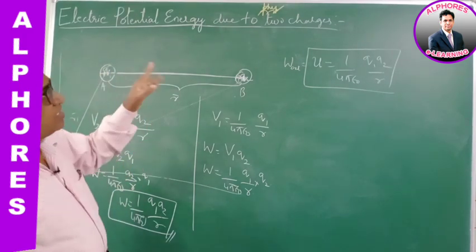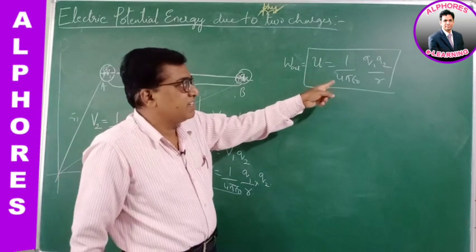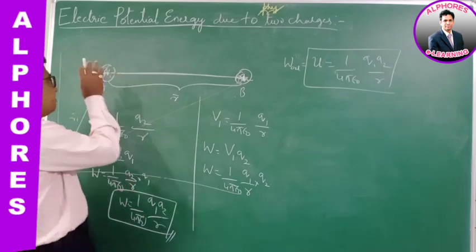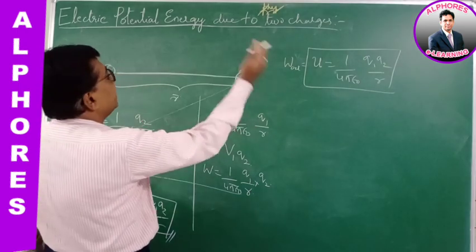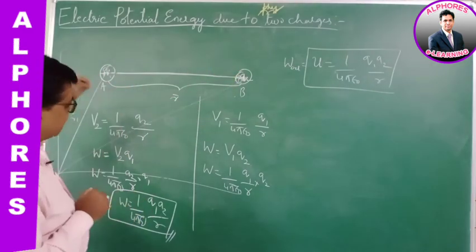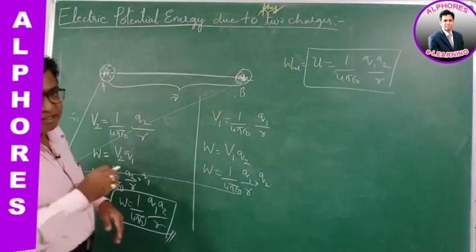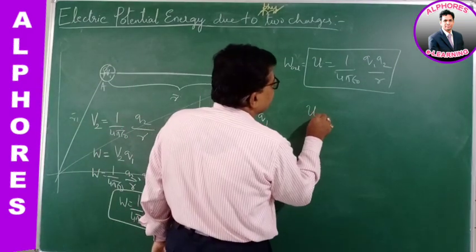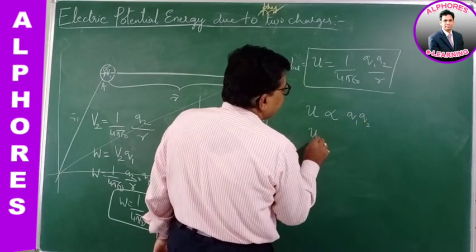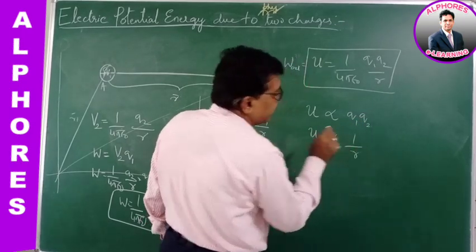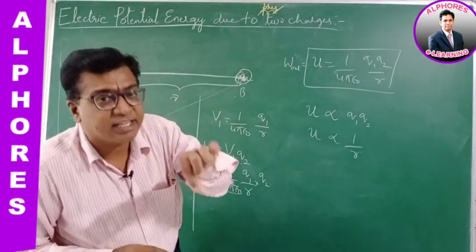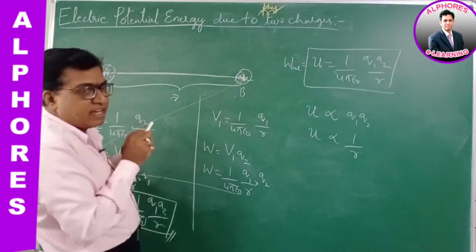So the potential energy between two charged particles is defined as 1 by 4 pi epsilon naught q1 q2 by r. Whether we consider the field of the first charge, in which the second charge is brought, or we consider the field of the second charge in which the first charge is brought, the potential energy is the same. The potential energy of the system depends on the product of the charges q1 q2, and it is inversely proportional to the distance between them. So potential energy depends on the distance between them, not on their particular location.